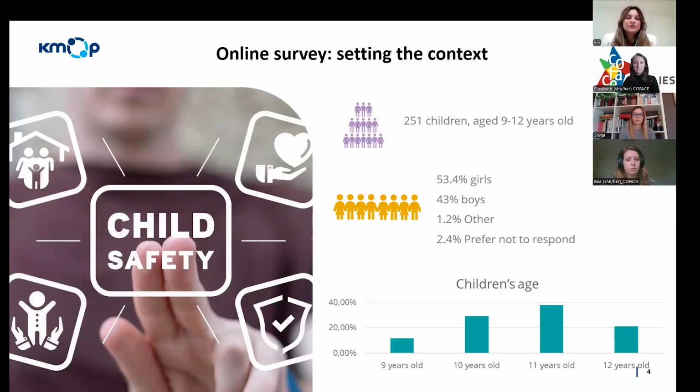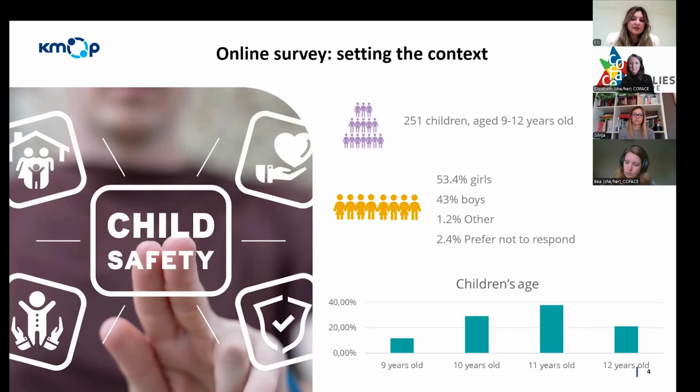The questionnaire was completed by 251 children. They were aged between 9 and 12 years old. Approximately half were girls, 43% were boys, 1.2% chose other in the corresponding question, and approximately 2% preferred not to respond.